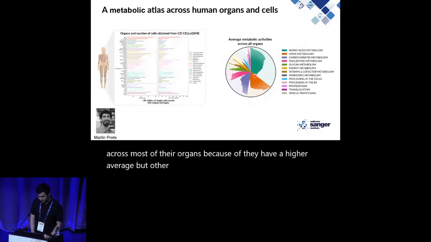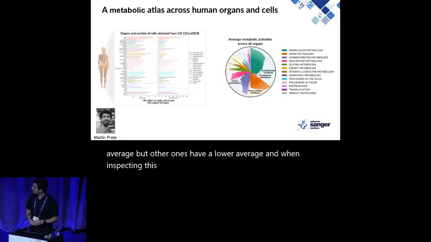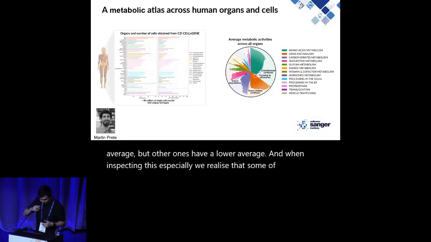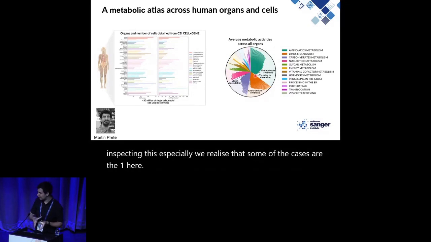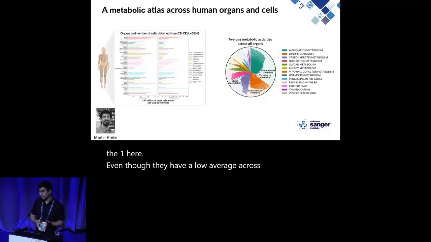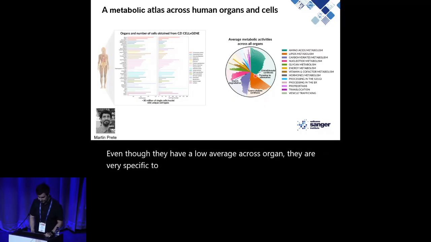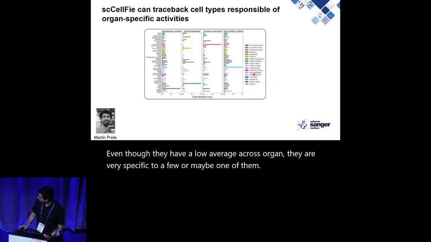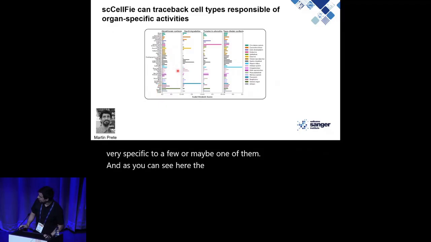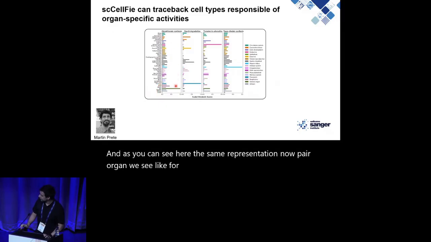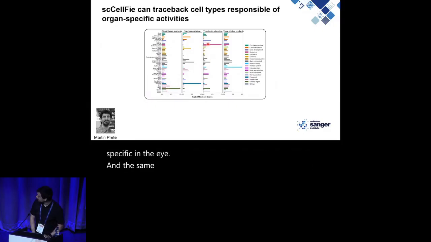And when inspecting this, especially, we realized that in some cases, like the one here, even though they have a low average across organs, they are very specific to a few or maybe one of them. And as you can see here, the same representation now per organ. We see, for example, that glutathione synthesis is very specific in the eye, and the same with adrenaline production, which is very specific in the adrenal gland.